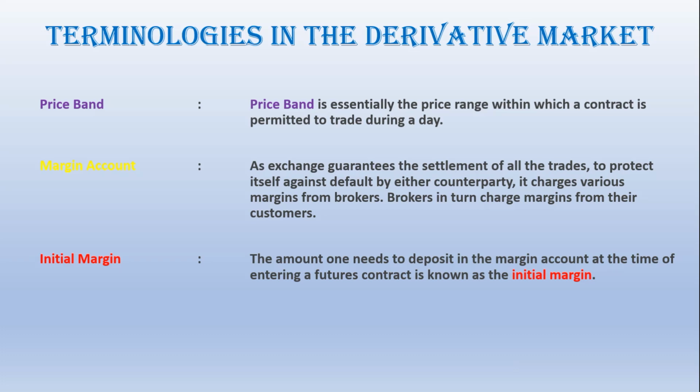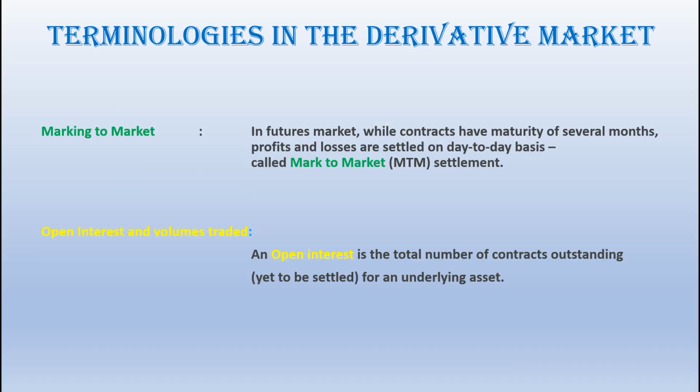We have all heard this term MTM, that is marking to market. In the futures market, while contracts have maturity of several months, profits and losses are settled on a day-to-day basis, which is called mark to market, MTM settlement. Open interest is the total number of contracts outstanding that are yet to be settled for an underlying asset. This is called open interest and volumes traded.